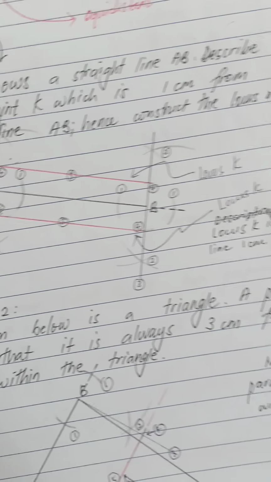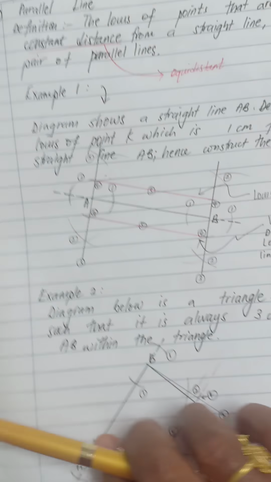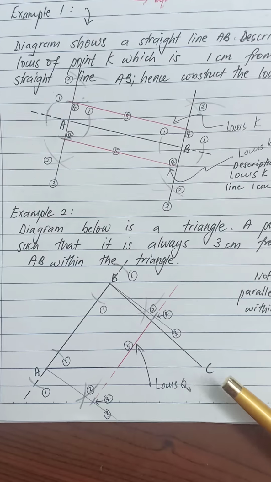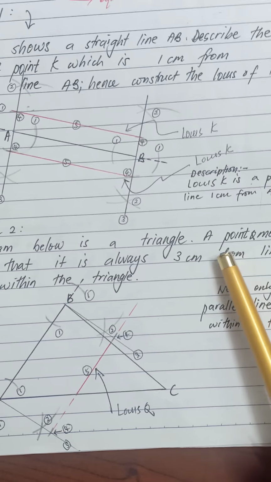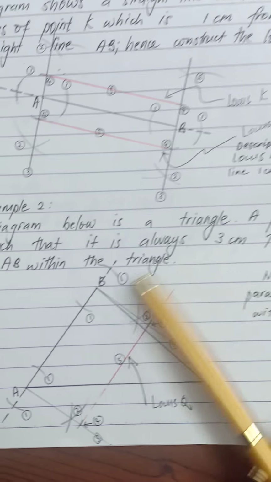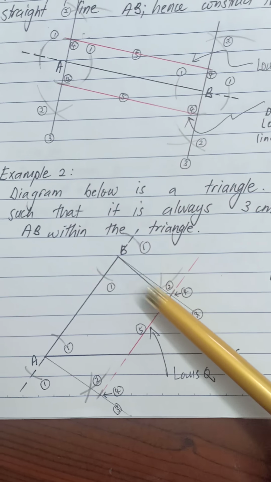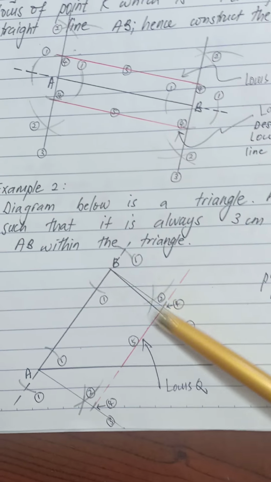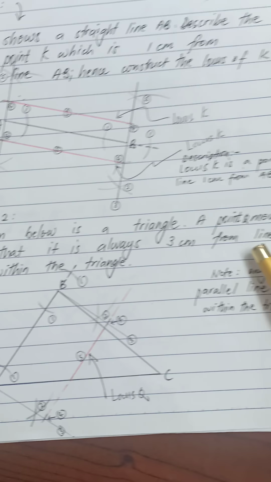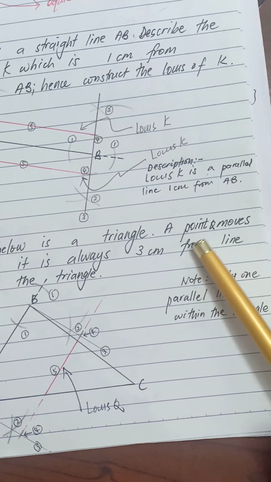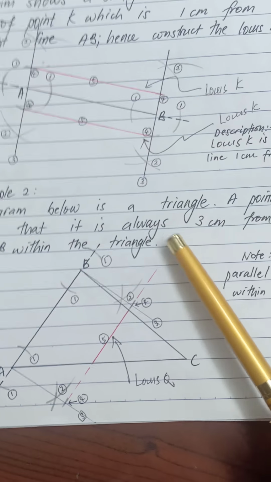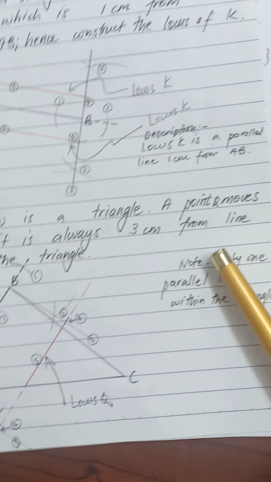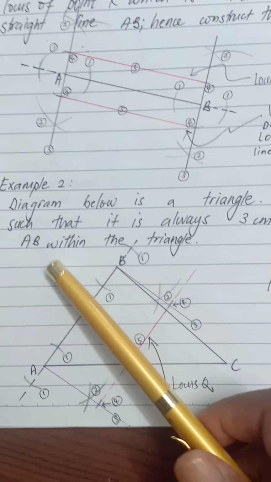Can you understand? Right. Now a question can be, example 2, a little bit different. The diagram below shows a triangle. Can you see the triangle ABC? This is a triangle, right? Now, a point Q moves such that it is always 3 cm from line AB.